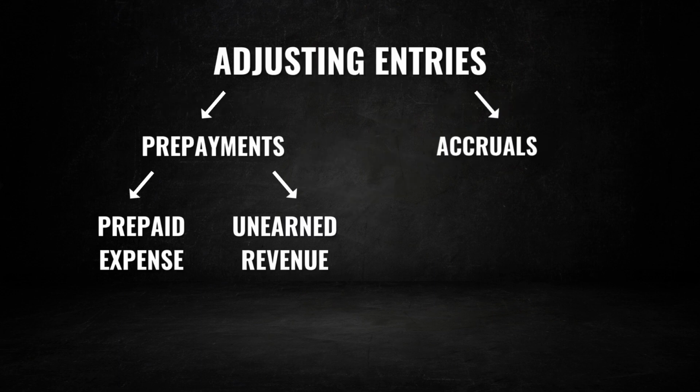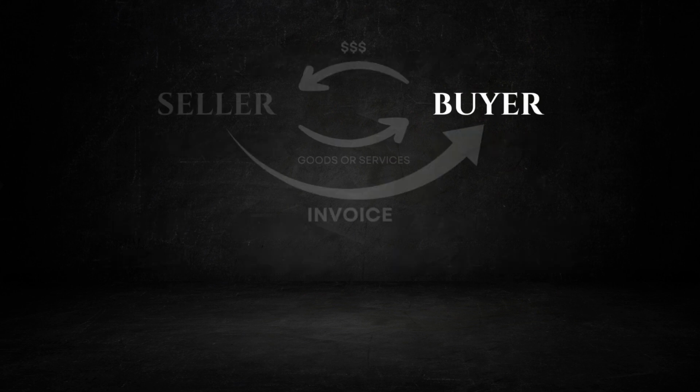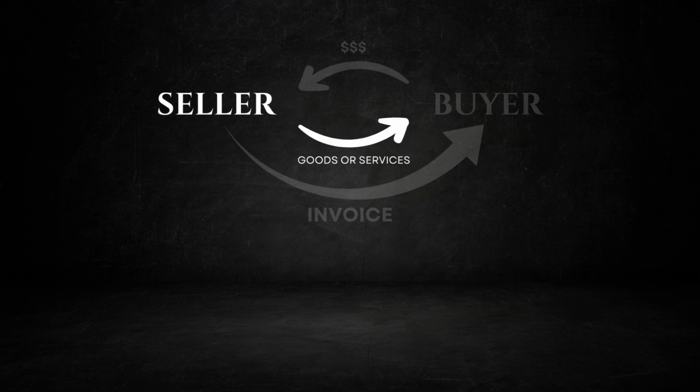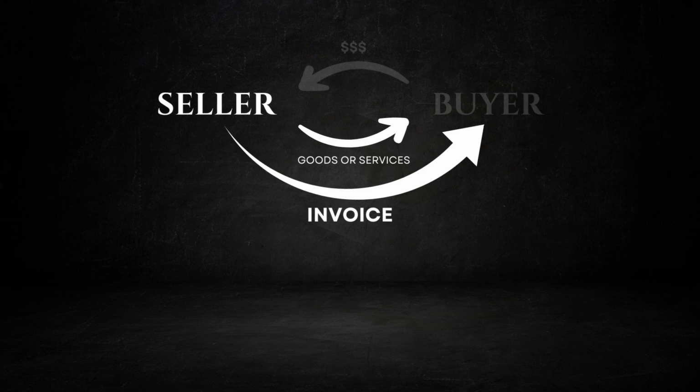When it comes to accruals, again, there are two categories: accrued expenses and accrued revenue. If you're the buyer, you face accrued expenses because you're the one receiving or consuming the goods or services without an immediate invoice. Conversely, if you're the seller, you come across accrued revenue because you've already provided the goods or services and plan to invoice the customer in the future.